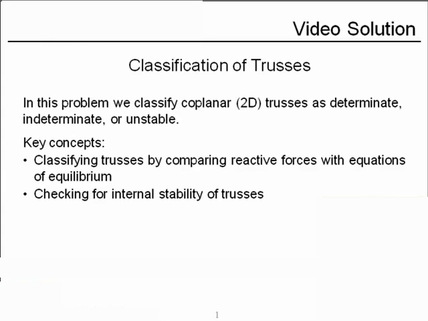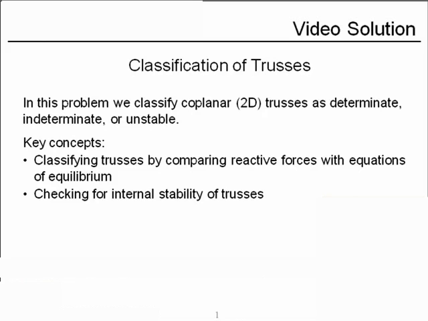Before we can begin performing analysis on trusses, we need to be able to classify them so that we can know the proper tools and decisions to make in order to perform the analysis. We're going to focus on classification of 2D trusses or coplanar trusses. We're going to determine whether they are determinate, indeterminate, or unstable.